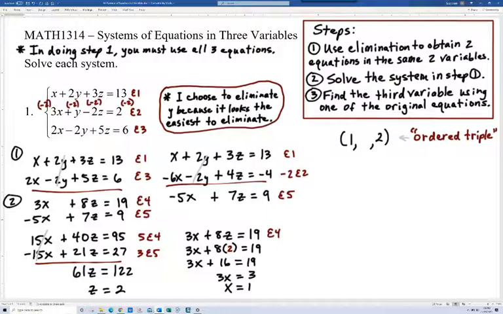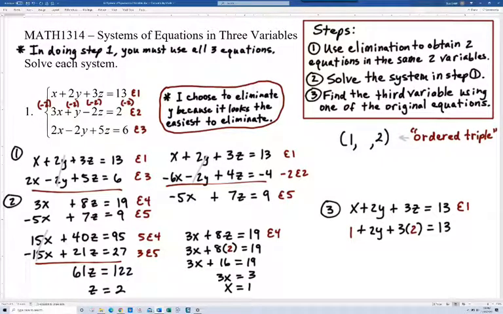All right, so we're now on step 3. We're going to go back, and why don't we use the first equation? I think I like that one the best. And so I'm going to write that down, and I'm going to put in 1 for x and 2 for z, and then I need to solve for y. So I have 1 plus 2y, 1 plus 3 times 2 is 6. We're going to get 7 plus 2y equals 13. We'll subtract 7 on both sides. We get 2y equals 6, which means y is equal to 3. All right, so that is our solution.